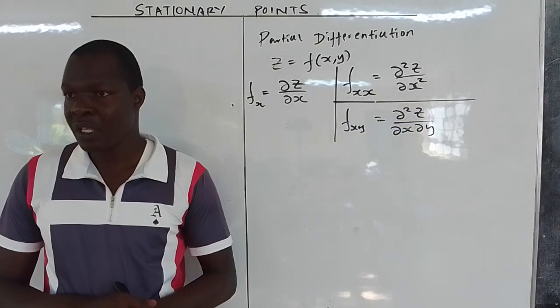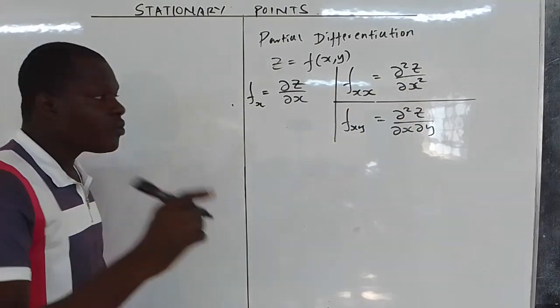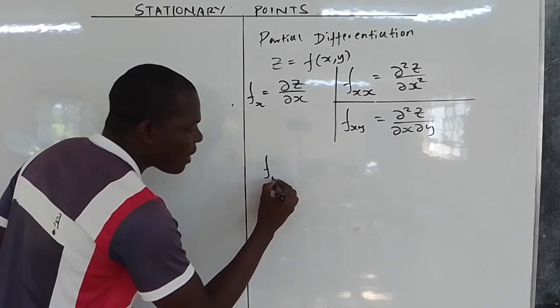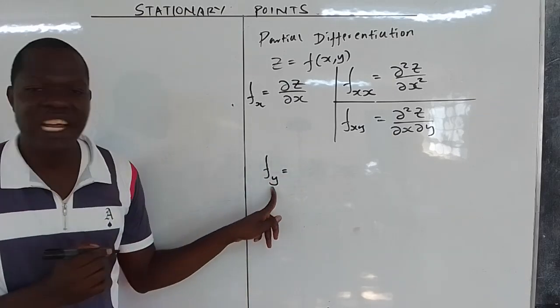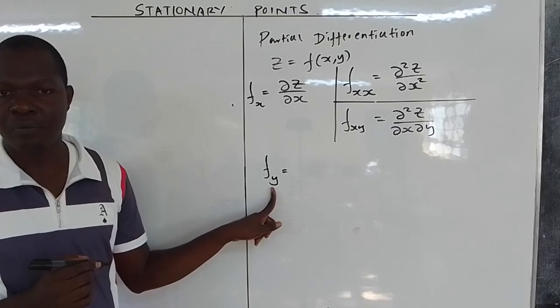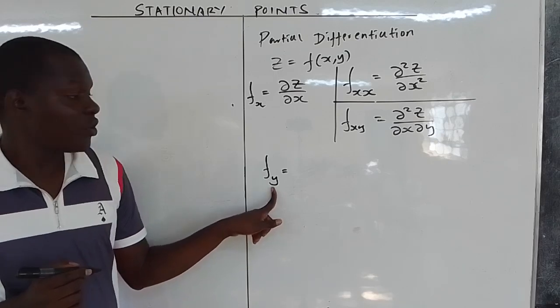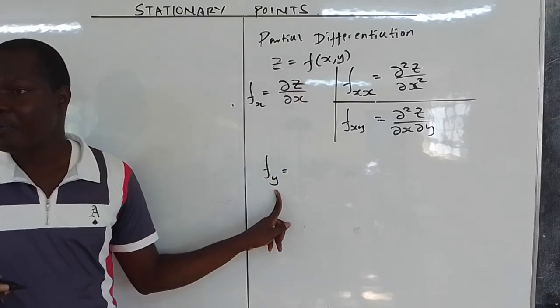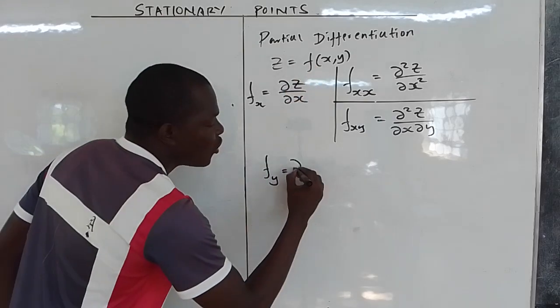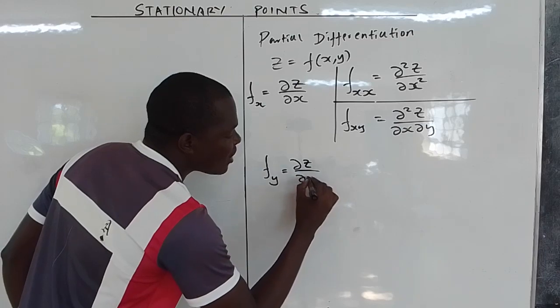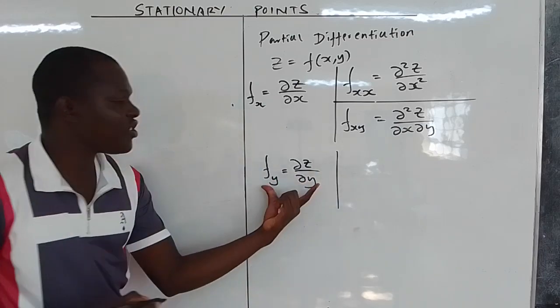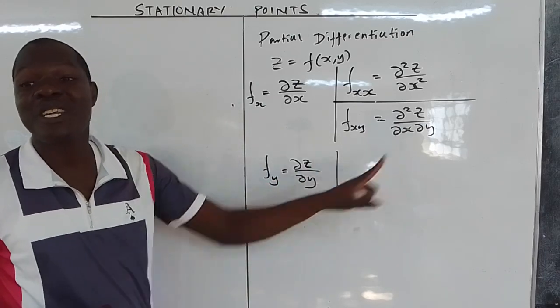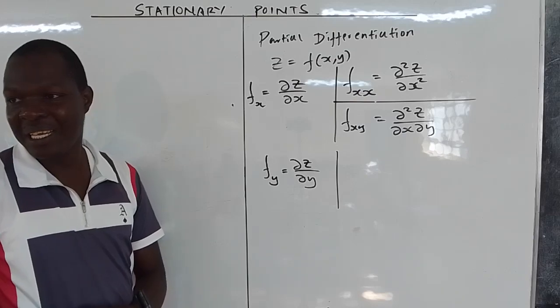Then we go to the second case. If you did the differentiation for the first time partially with respect to y, it is denoted as f subscript y. So if you differentiated z partially with respect to y, it is f subscript y, and when you have this derivative, you can differentiate it for the second time partially.